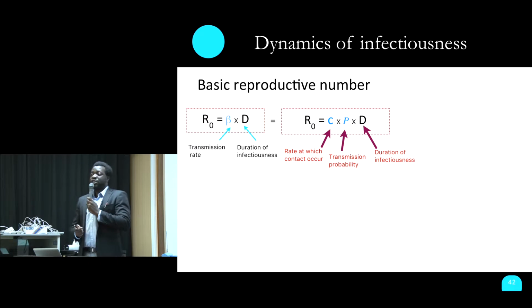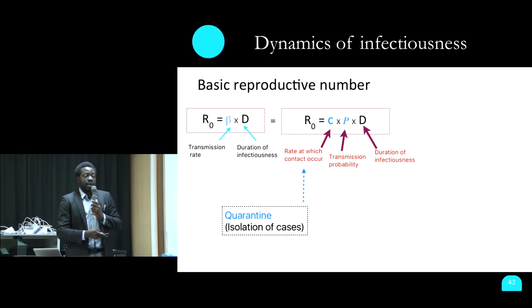Most of the interventions in public health to control infectious diseases will target either one or a set of these elements. For example, when we do isolation of cases, generally referred to as quarantine, we are decreasing the rate of contact. When we decrease the rate of contact, we are decreasing the transmissibility of the infection.